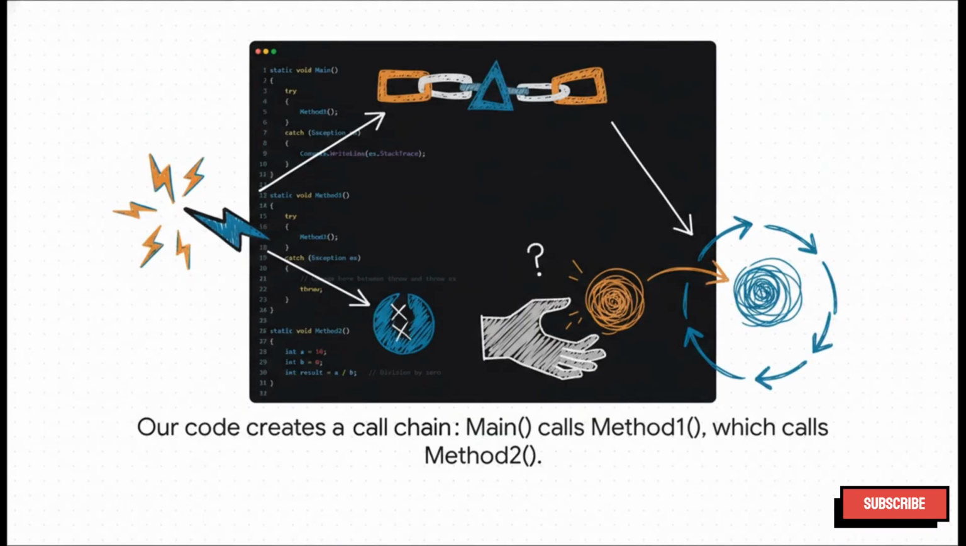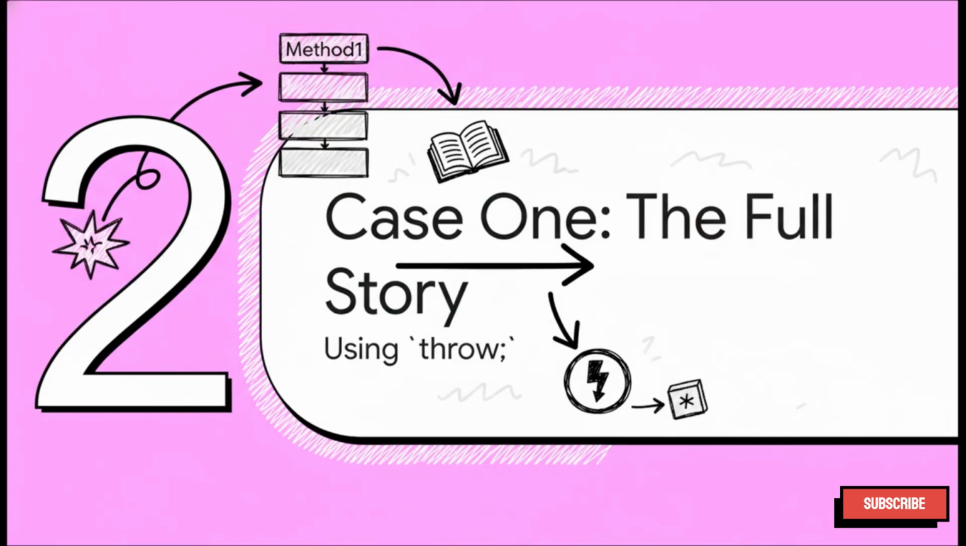So here's our setup. It's a really basic call chain. We've got our main method, which calls method 1. Then method 1 turns around and calls method 2. Now, inside method 2, that's where we're going to cause some trouble. We're intentionally creating an error, a classic divide by zero. So the bug starts in method 2, it'll get caught in method 1, and then we'll rethrow it so it can finally be handled back in main. Simple, right?